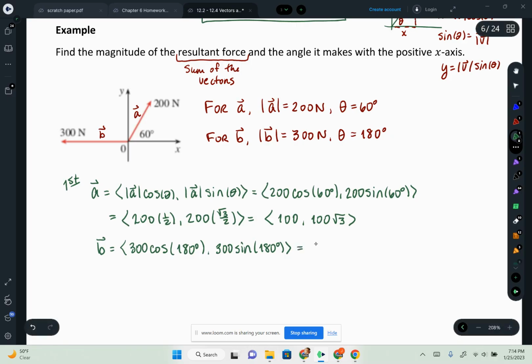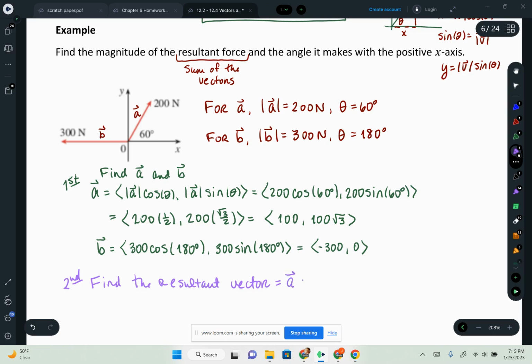Cosine of 180 degrees is -1, so this is going to leave me with -300, and sine of 180 is 0, so the y component is 0. Okay, so that's first. We had to find A and B. Second, we need to find the resultant vector, which is A plus B.